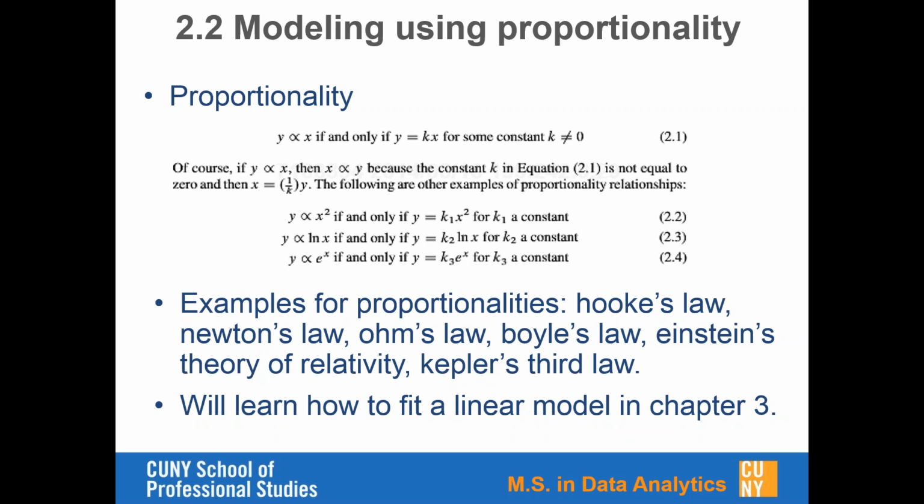Okay, we actually discussed this already, proportionality, y equals kx, and we all know many examples in physics, like Hooke's law, Newton's law, Ohm's law, which are all proportionality examples. Some of them could be linear, as we saw in equation 2.1, but many of them are nonlinear. You can see from 2.2, 2.3, 2.4, and which one might work better really depends on the data itself and some sort of experiment.